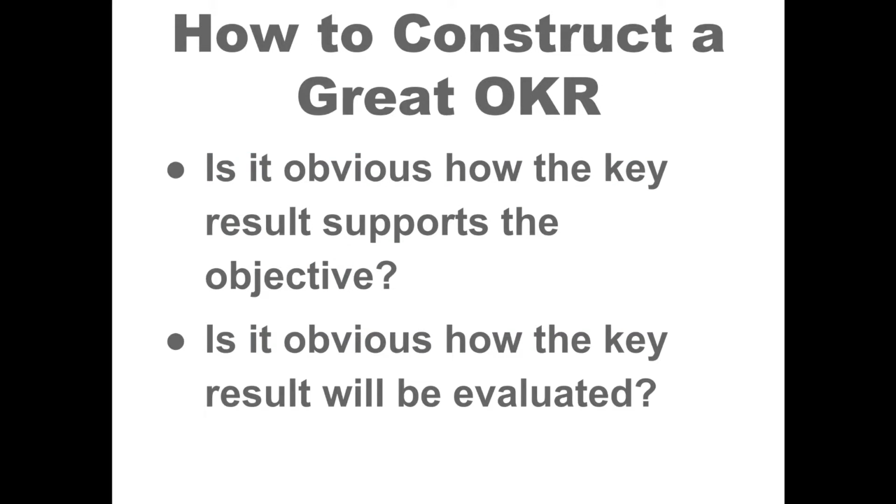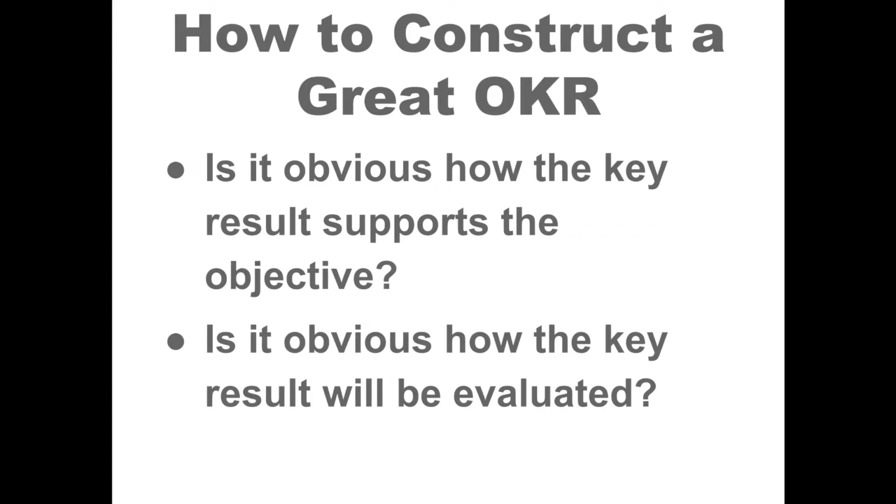So now, how does someone construct a really great OKR? There are two criteria that all key results are judged by. Is it obvious how the key result supports the objective? And is it obvious how the key result will be evaluated? Usually you don't want a key result that is completely unrelated to the objective. For example, in the pizza example that I used earlier, if I made a key result that I'll eat 7 ice cream sundaes, that doesn't make any sense in how it relates to becoming a master of making pizzas.